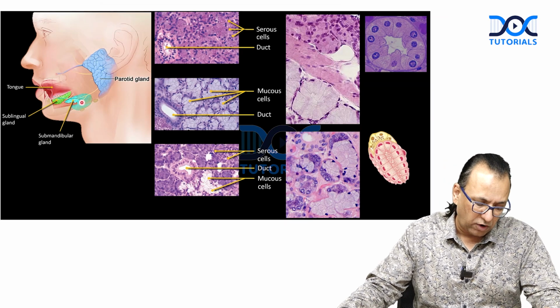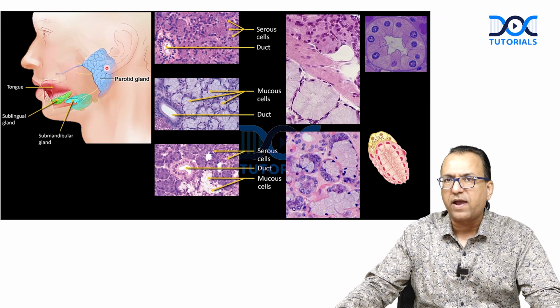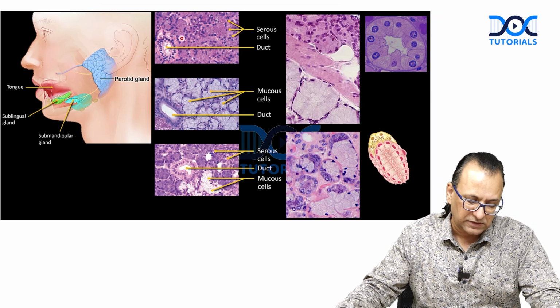Now, before you talk about serous demilune in the submandibular salivary gland, let us look at the parotid salivary gland. Why are we telling that it is a serous type of gland?